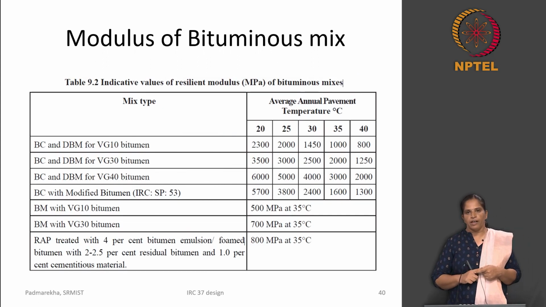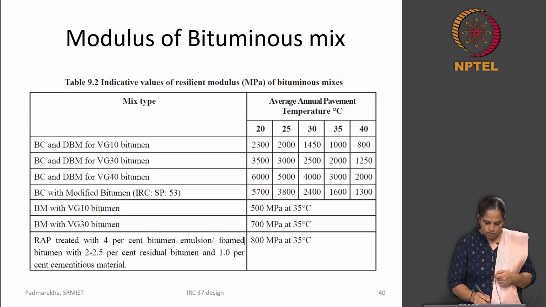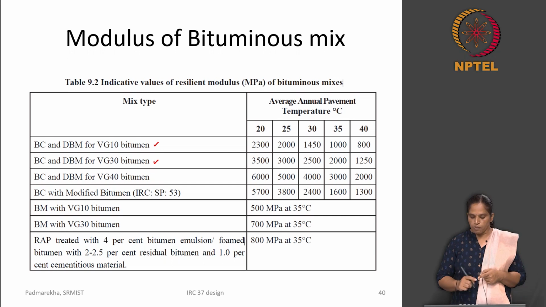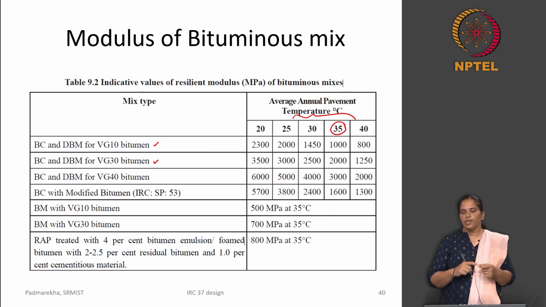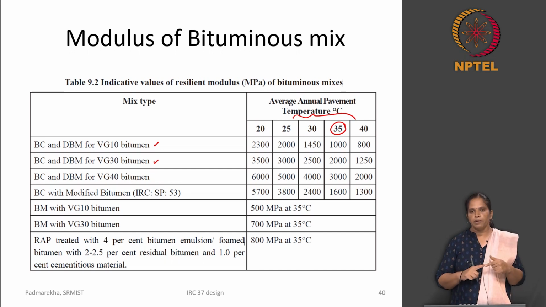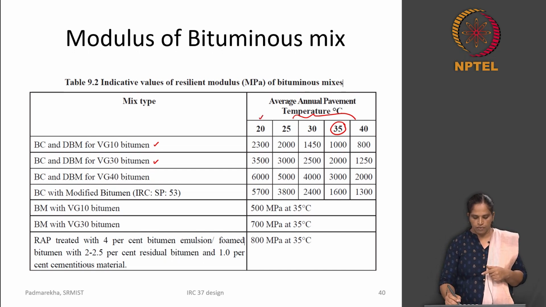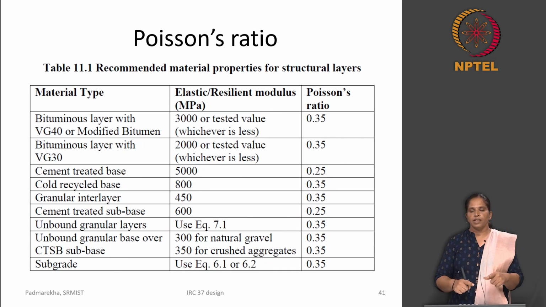This is an indicative value of resilient modulus for different bituminous mixtures. You can see that for any given mixture, BC or DBM, depending on the type of bitumen we use, the modulus value varies, and the modulus is also sensitive to temperature. So, IRC suggests measuring the resilient modulus value at 35 degrees Celsius and using it in the design. In case you are designing a pavement for a snowbound area, you can prefer measuring the resilient modulus value at 20 degrees Celsius. These are the list of material properties that are used for the design purpose.